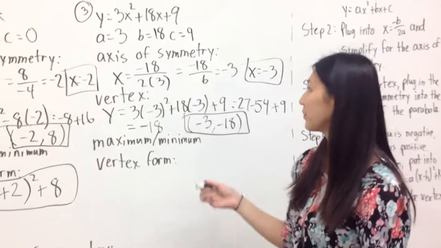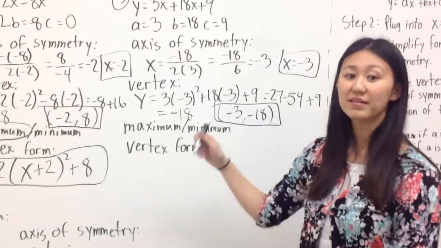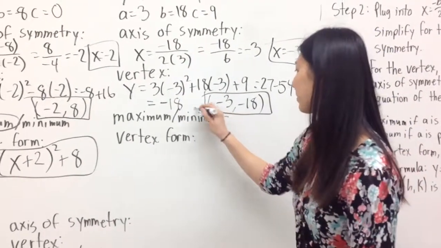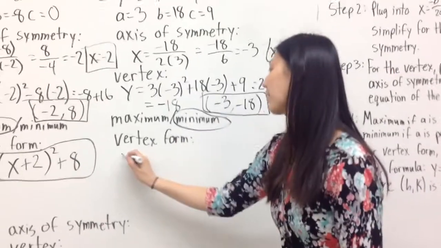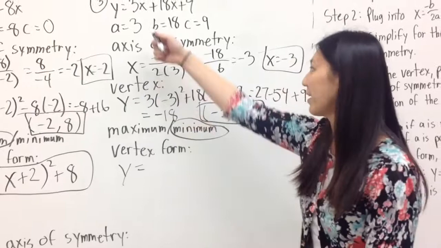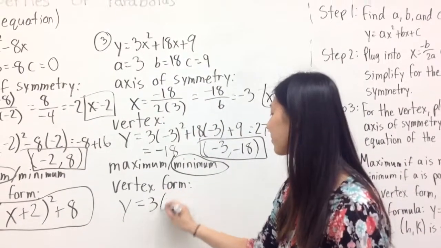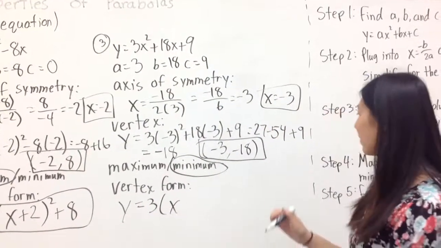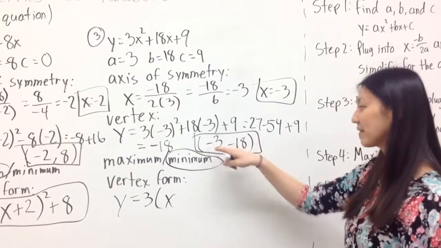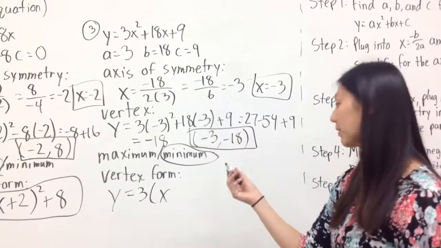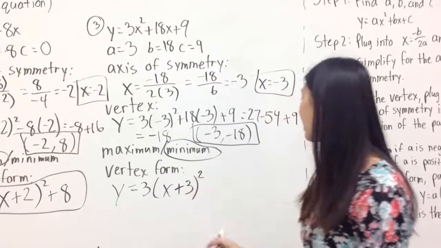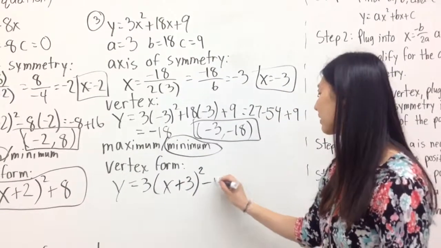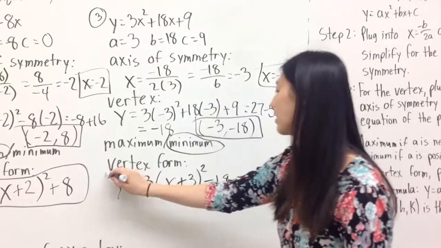Alright, maximum or minimum. So A is 3, it's a positive number, so that means that it's a minimum here. Vertex form. Again, we have that y equals, we have A on the outside, that's 3, and then x. Okay, remember it's x minus this, we're flipping that sign to make it plus. So this is x plus 3 here, squared, and then that minus 18, because that's my value of k, that's my y value.